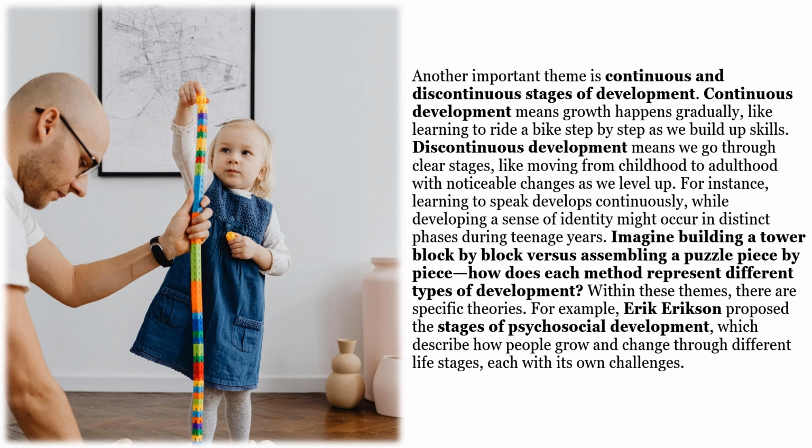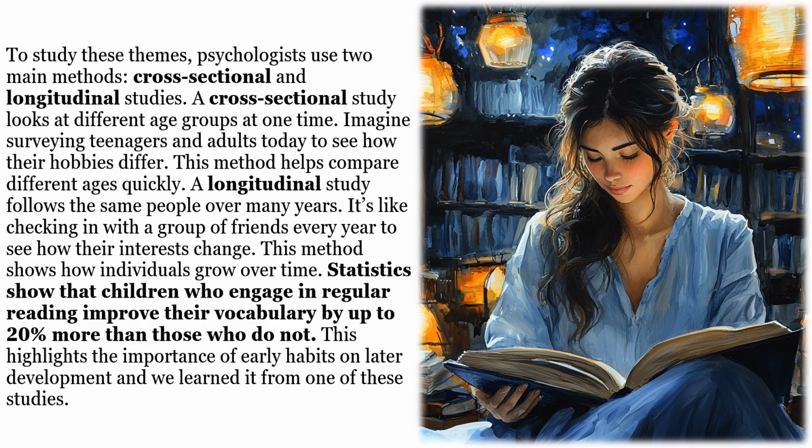Within these themes, there are specific theories. For example, Erikson proposed the stages of psychosocial development, which describe how people grow and change through different life stages, each with its own challenges. To study these themes, psychologists use two main methods: cross-sectional and longitudinal studies. A cross-sectional study looks at different age groups at one time. Imagine surveying teenagers and adults today to see how their hobbies differ. This method helps compare different ages quickly.